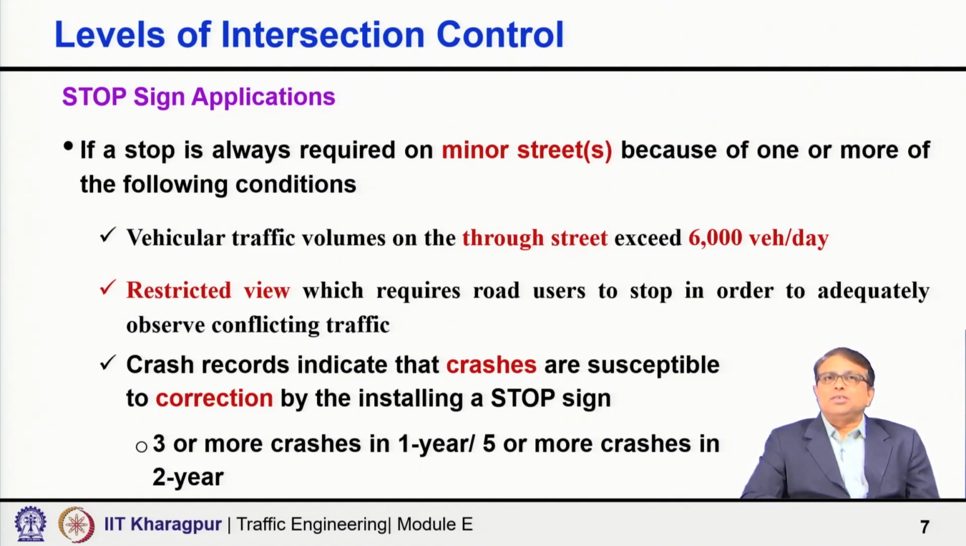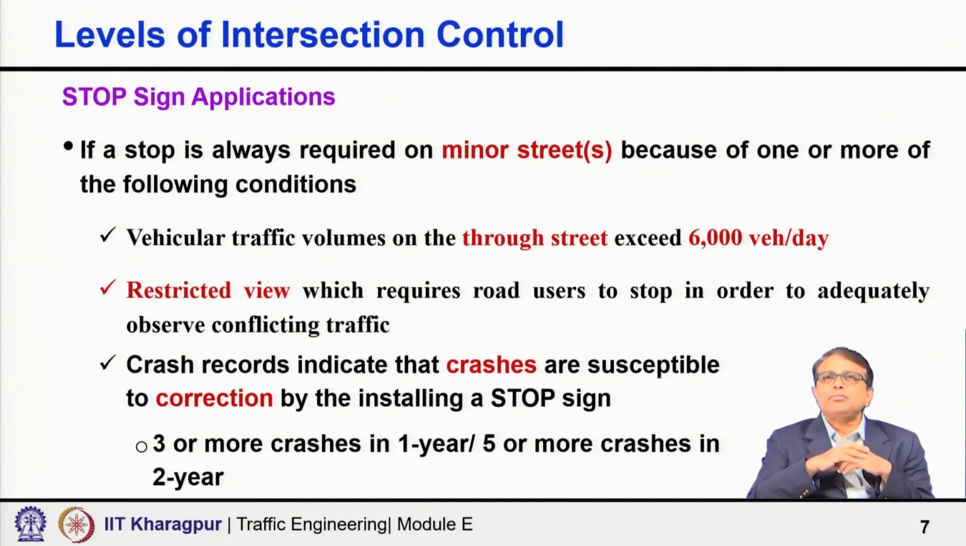Then restricted view, which requires the road user to stop in order to adequately observe conflicting traffic. Maybe you are approaching from a minor road and the sight distance is not available as per the requirement, and you cannot probably see the vehicles approaching from different approaches. You only need to stop, then only you can look left, right, and see whether there is an adequate gap to do the maneuver safely. In such locations we will use it.